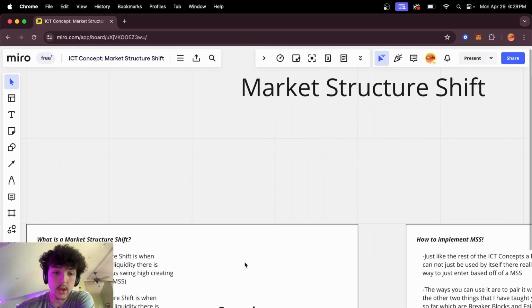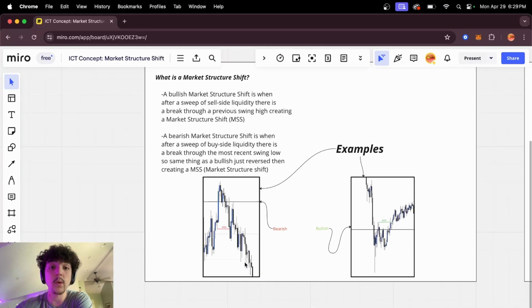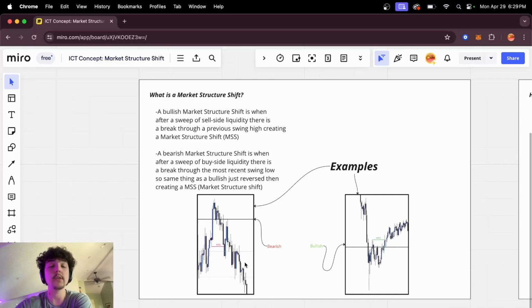Let's get into it. So let's start off, what is a market structure shift in the first place? A bullish market structure shift is when after a sweep of sell side liquidity, there is a break in a previous swing high, creating a market structure shift. Or if you watch videos, you'll see people make a line and it just says MSS, market structure shift. A bearish market structure shift is done after a sweep of buy side liquidity. There is a break through the most recent swing low, same thing as bullish, just reversed, creating an MSS, or a market structure shift.